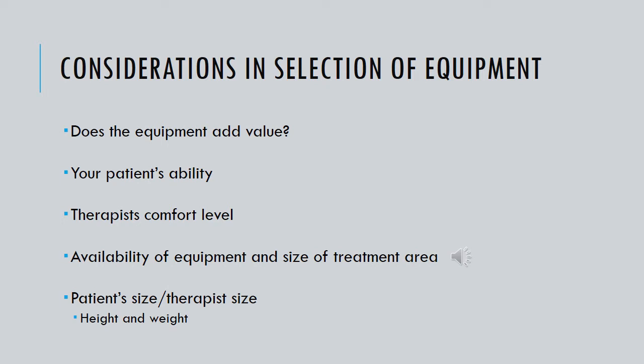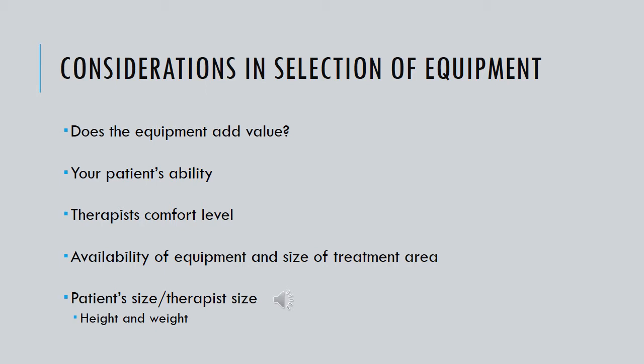Other pieces you need to consider: what equipment do you have available to you, and the size and the area that you have to work in. So depending on others that are in the clinic or the space of your treatment area may dictate what you're capable of doing with the equipment and therefore which equipment you select. For example, if you plan to work on rolling with use of a large therapy ball, you're going to need a decent amount of space to be able to accomplish that, as the ball will continue to move throughout that process.